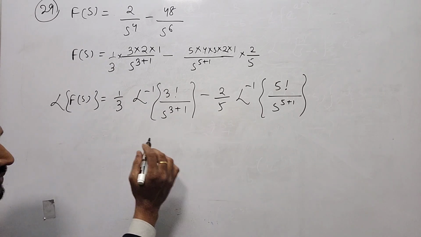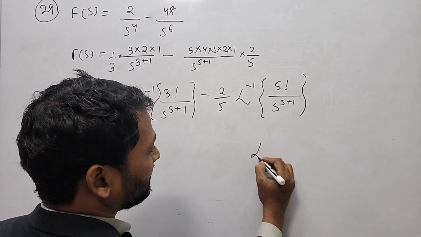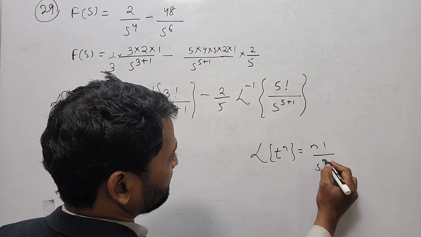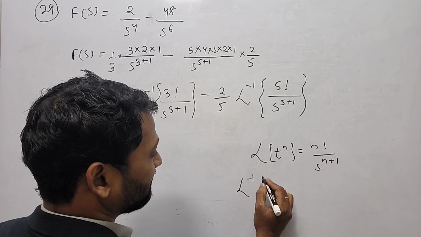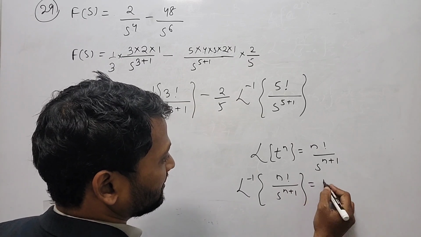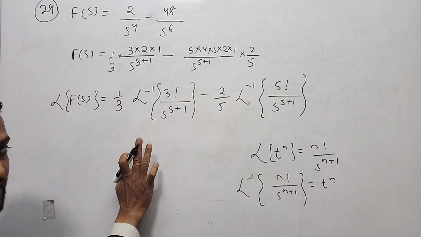Here, one thing you remember, you know that Laplace of t to the power n is n factorial by s to the power n plus 1. That means Laplace inverse of n factorial by s to the power n plus 1 is t to the power n. That's why I did it like this.